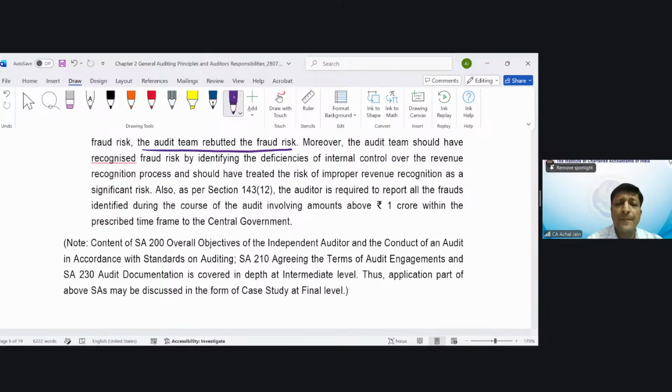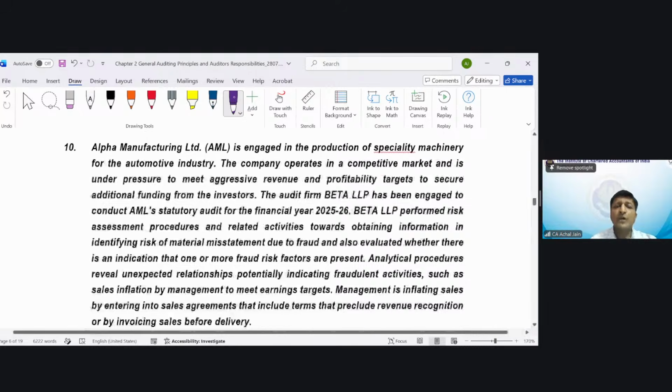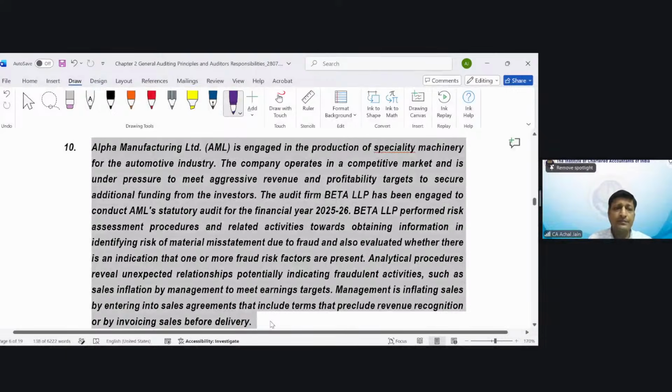Yes or no? Now, on top of it, when you have this fraud, the fraud will also have reporting requirements. So such reporting requirements should also have been taken care of by the auditor in the given situation. Yeah. Now, all right. So now let's look at this one.